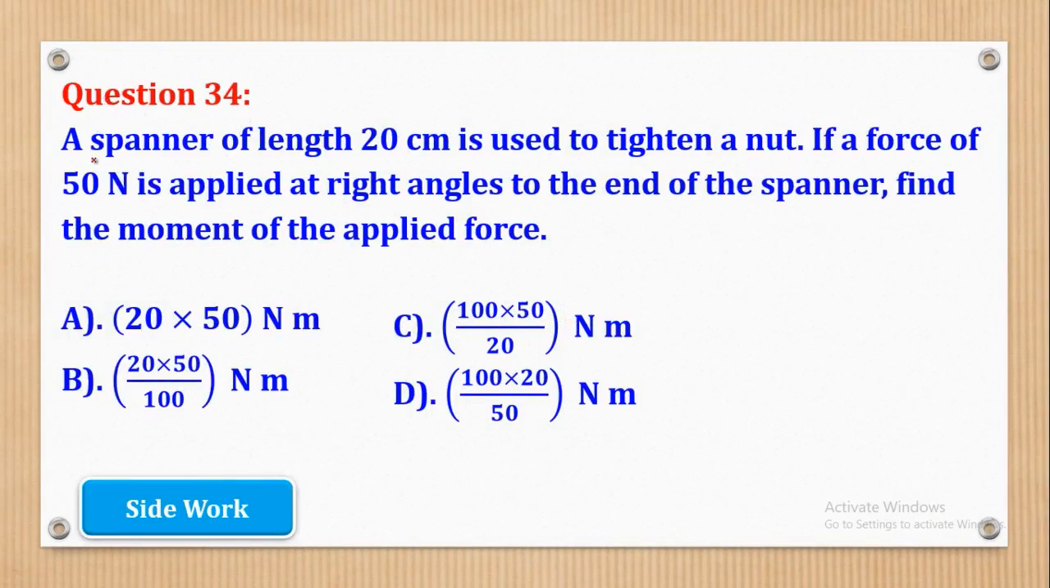Next will be question 34. Question 34 says, a spanner of length 20 centimeters is used to tighten a nut. If a force of 15 newtons is applied at right angles, so know that word, right angles, to the end of the spanner, find the moment of the applied force.